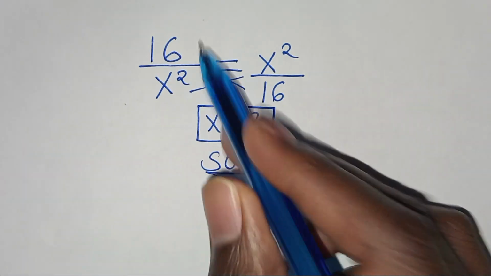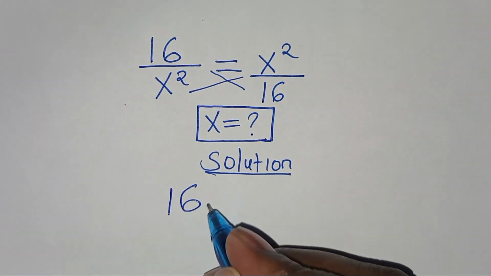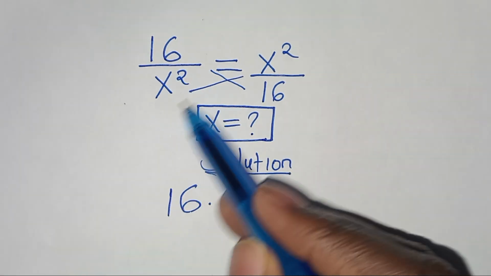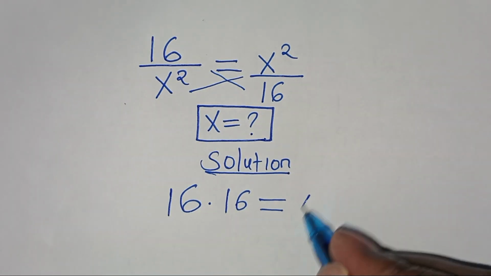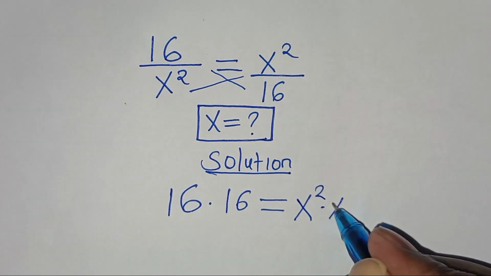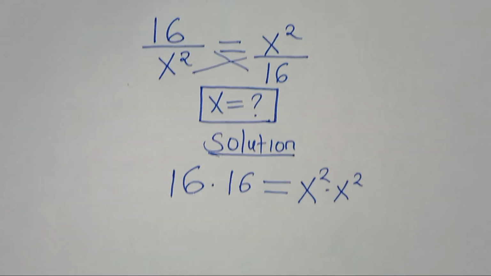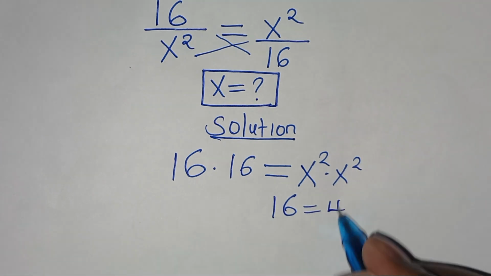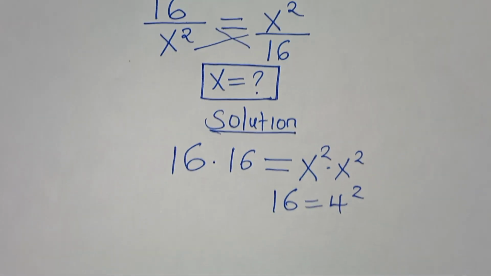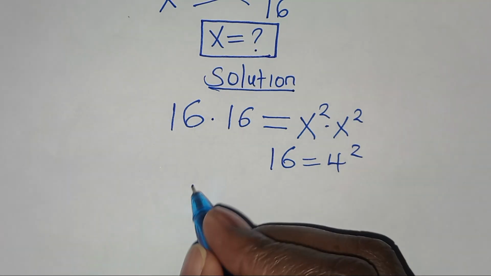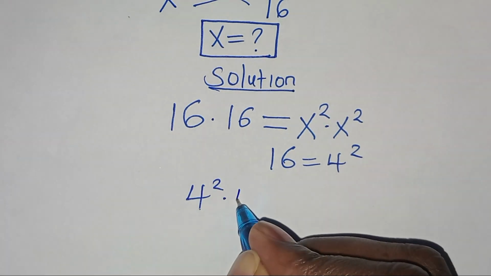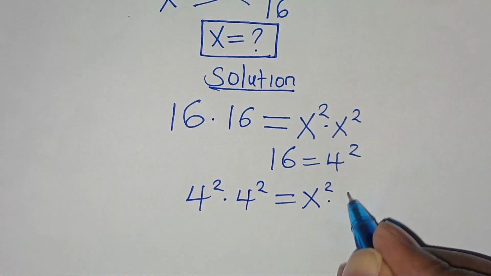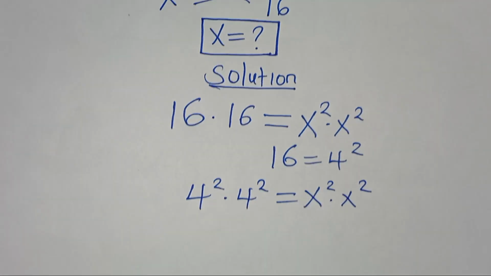We'll have 16 times 16, which is equal to x squared times x squared. Now from here, we can express 16 as 4 to the power 2. So this implies that we have 4 to the power 2 times 4 to the power 2, equal to x to the power 2 times x to the power 2.